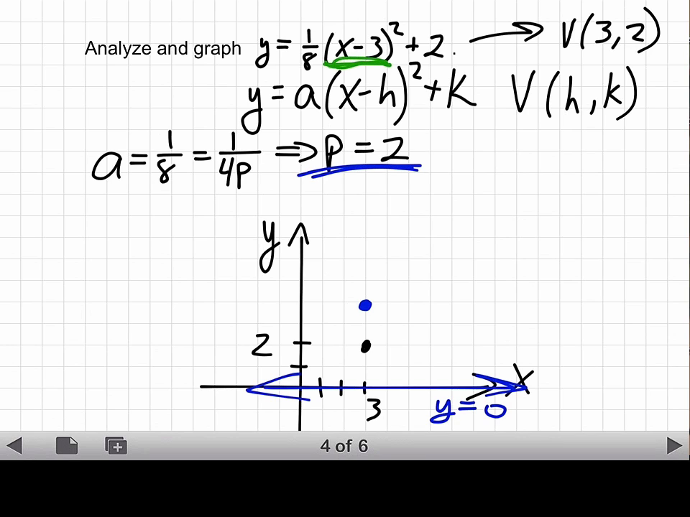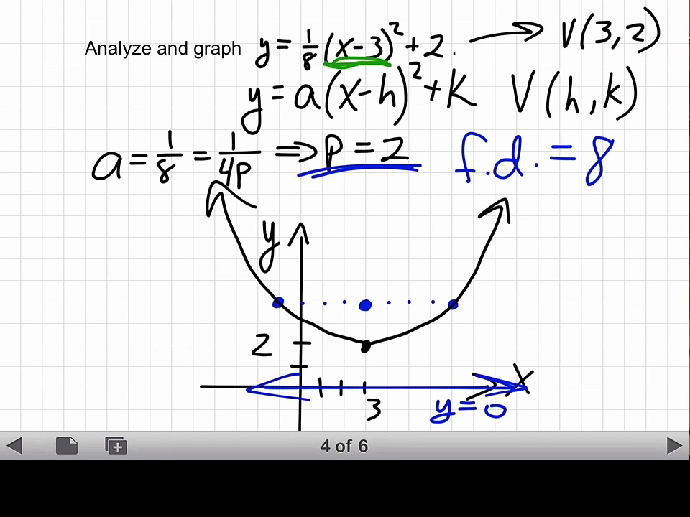The focal diameter is 4p, and so in this case 8. Remember, the focal diameter is the width of the parabola at the focus, and so from the focus I'm going to go 4 units to the left, 4 units to the right, in other words split that 8, and then draw a parabola that matches those characteristics. We can start to label our stuff here on the graph.